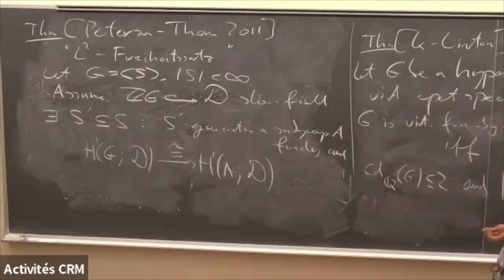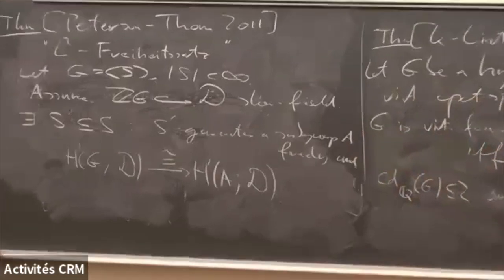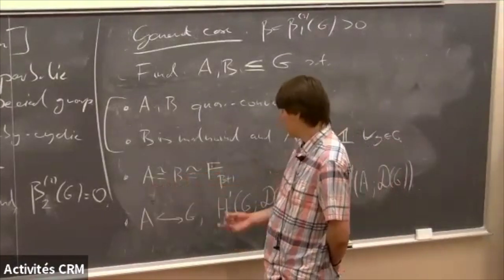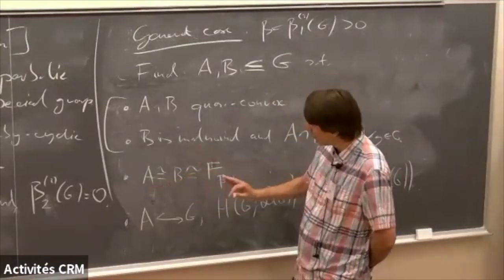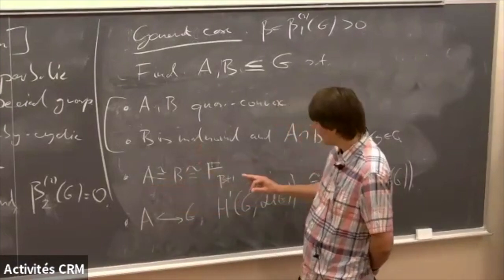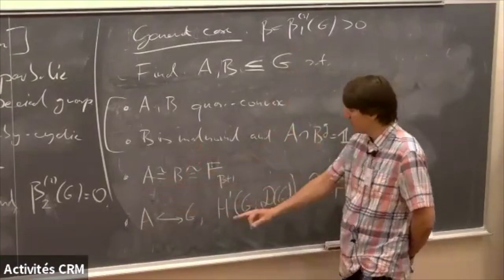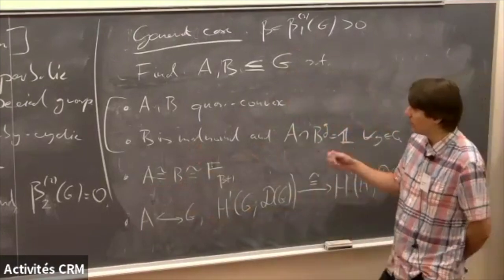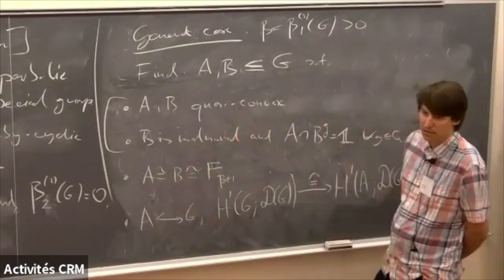Okay, so this is the last ingredient, right? Because this is exactly what we want here. I want to have 2 subgroups. I want to find the subgroup A, which is a free group of the right rank and has this property on L2 homology. Okay, and then we find B using this kind of standard technology.